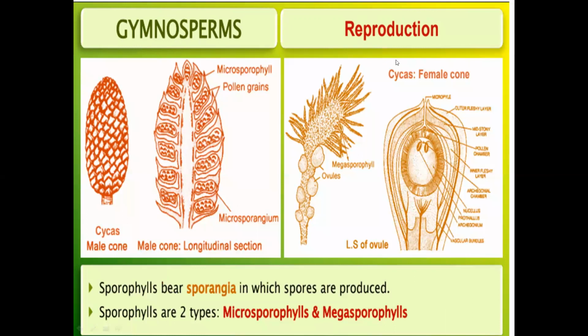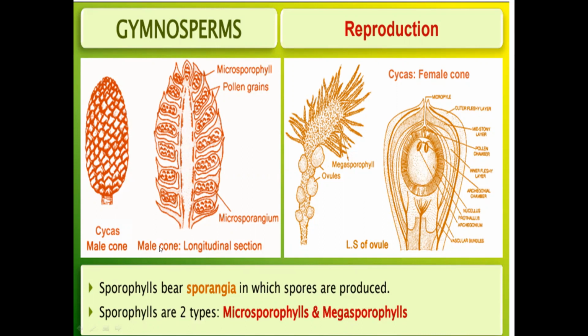Here you can see reproduction. Sporophylls bear sporangia in which spores are produced. On the sporophyll there will be sporangia, and sporangia will produce spores. Sporophylls are of two types. Microsporophyll will produce male spores. Megasporophyll will produce female spores.